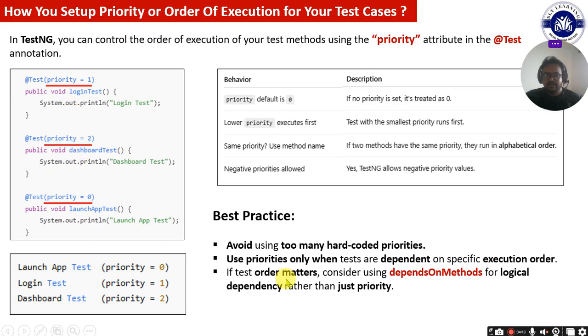When the test cases depend on each other, instead of using priority, it's always good to use dependsOnMethods for logical dependency, to make sure your test cases are executed in the proper order. What dependsOnMethods is, we will see in a separate interview question with the syntax and all those things. But this is how you can answer the priority-related questions and order of execution, guys.